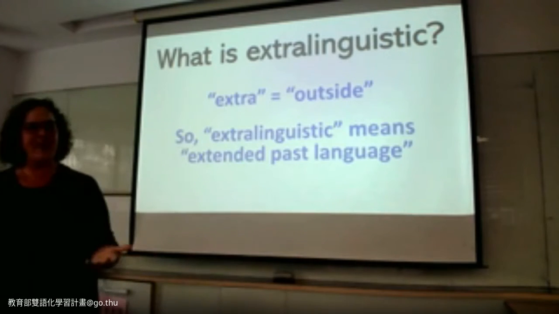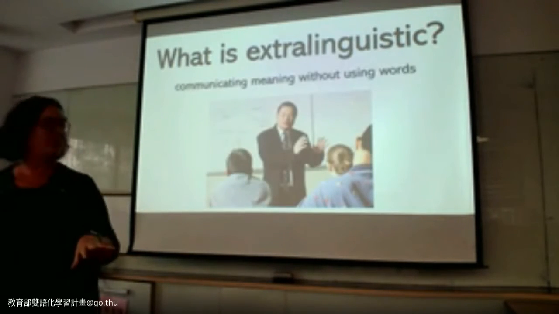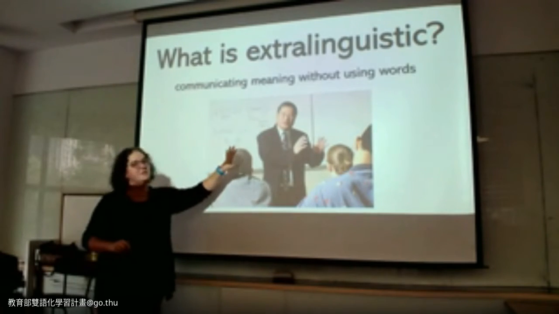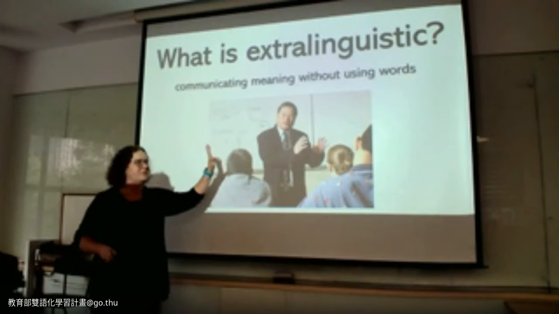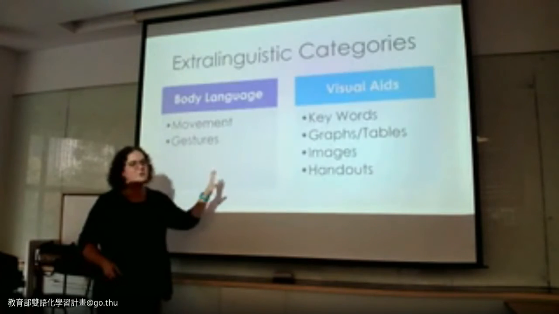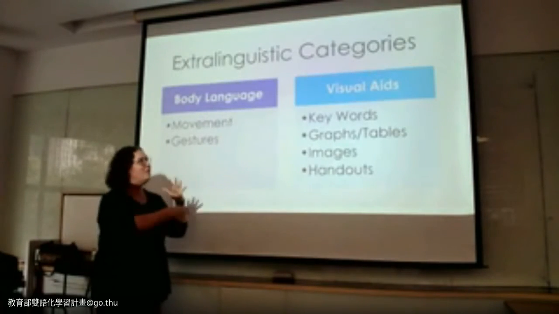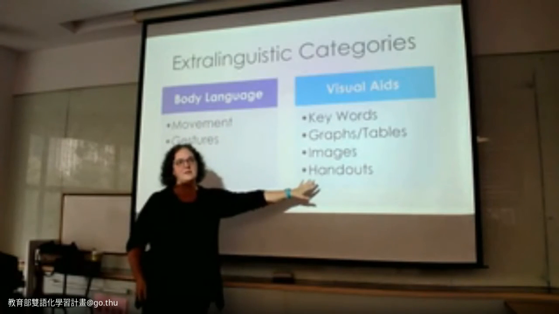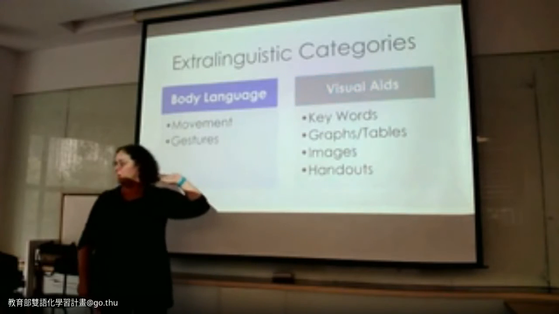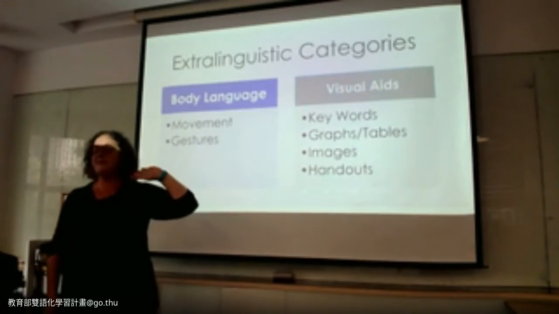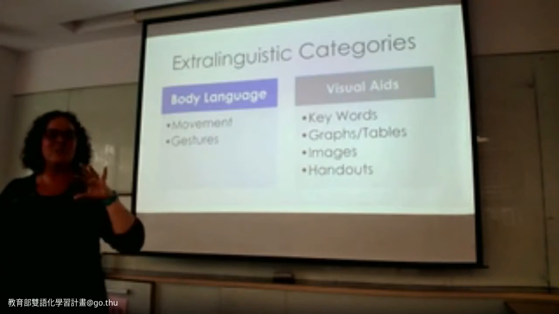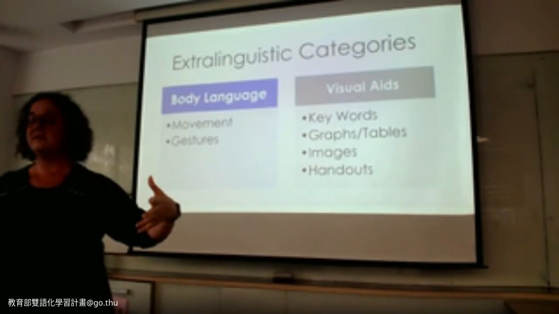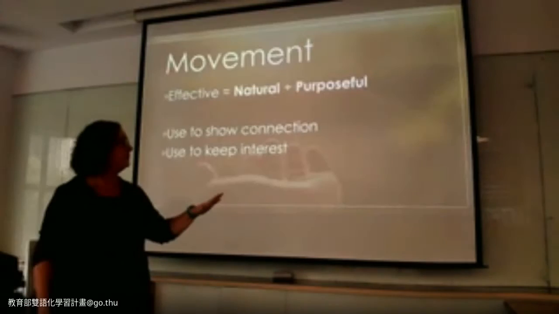So extra linguistic is broken down into 2 categories. I'm sorry, back up. It's communicating without using words. And how we communicate without words is broken into two categories. One is through our body. One is through the use of visual aids. We're going to look at both of them, but we're going to start with body language. Specifically, we're only looking at the things that are going to make us more effective as lecturers, because there's a lot that we could be looking at.